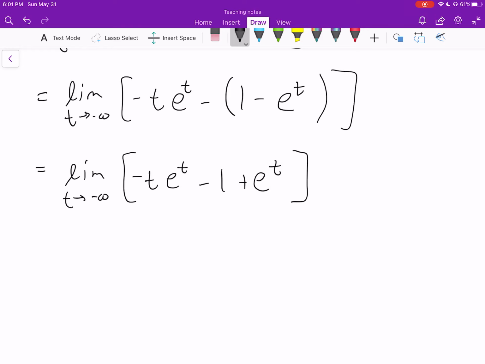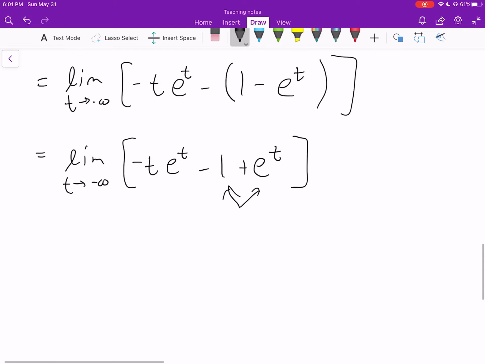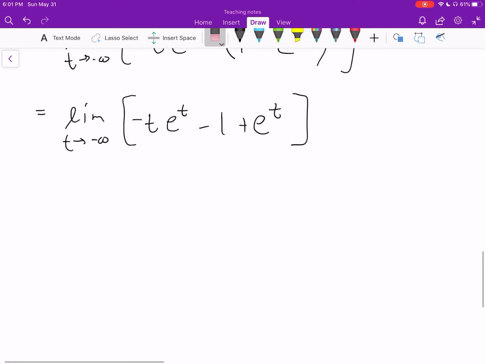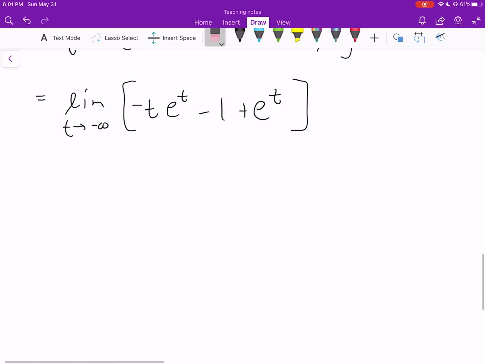One thing you should notice is the last two terms we can evaluate directly. As t approaches minus infinity, negative 1 stays the same, and e to the t is e to the negative really large number, which is 1 over e to the really large number. So that's going to be 0. The negative 1 stays, e to the t is going to 0. The only thing we need to figure out is the limit as t approaches minus infinity of negative t e to the t. I can drop the minus sign because I can always pull constants out of the limit.